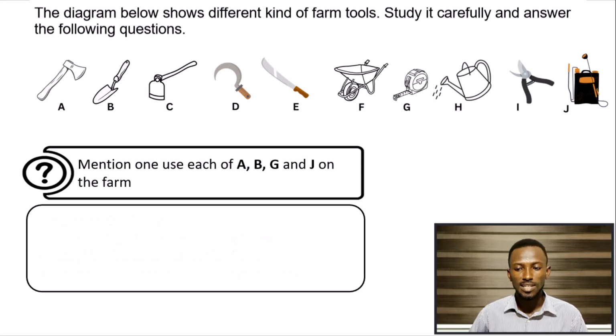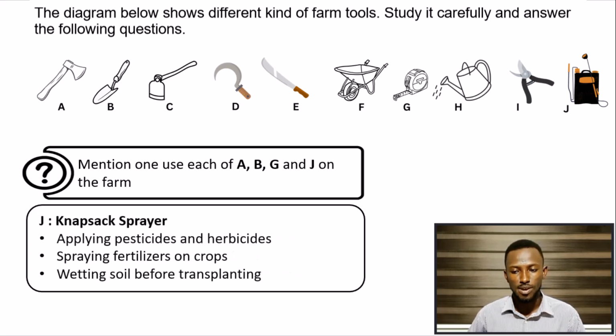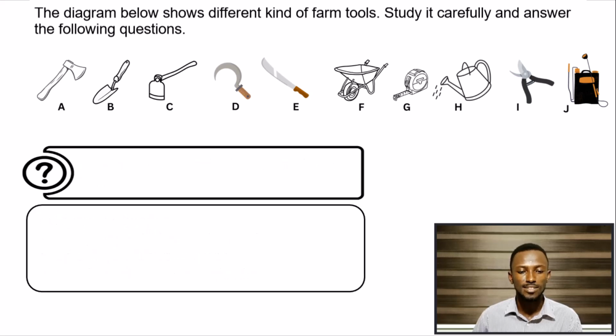Now for the J, that is a knapsack sprayer. A knapsack sprayer can be used for applying pesticides and herbicides, spraying fertilizers on crops, and wetting soil for transplanting. These are some of the uses. Any of them is valid.